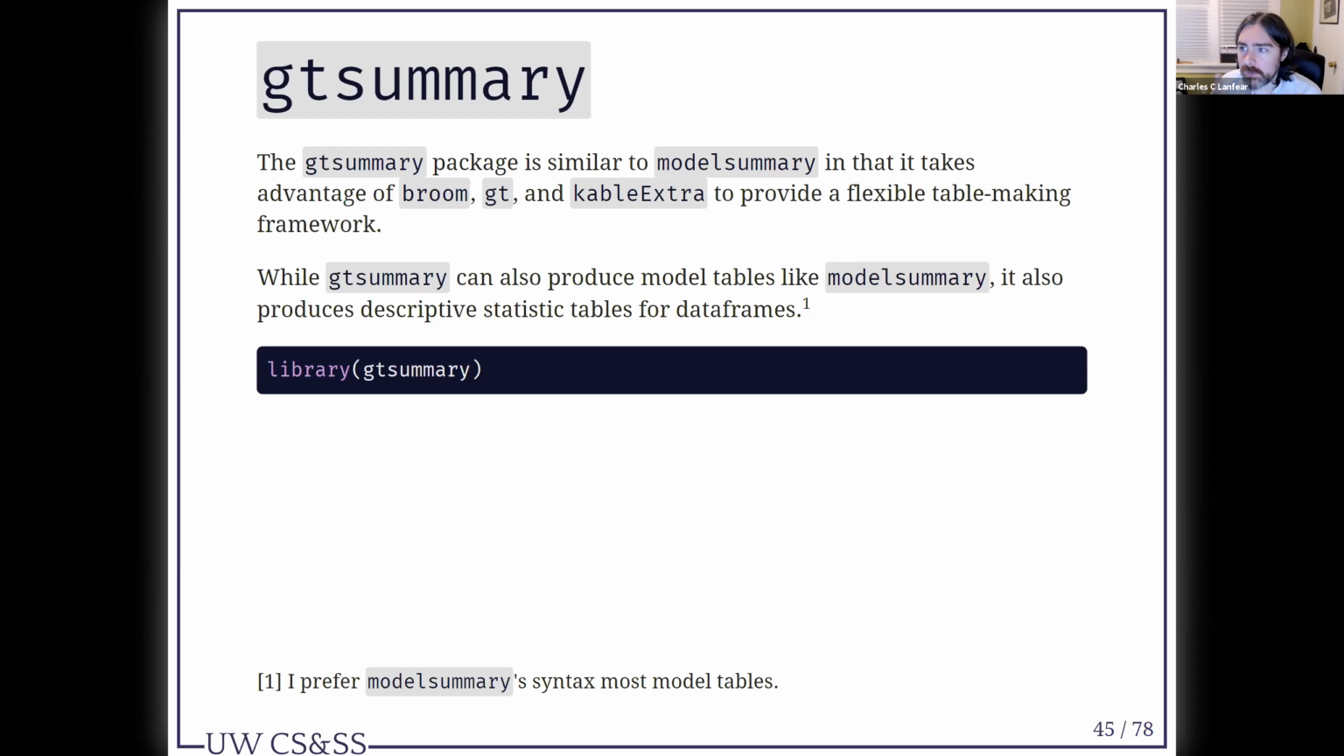GT Summary and Model Summary is kind of funny. GT Summary used to be called Model Summary, but the authors of Model Summary stole the name of it, kind of by accident, not realizing it. And so GT Summary had to change its name. There's a bit of a dispute between the author groups here, which is kind of funny. Anyway, these things happen. So GT Summary is a different way to do similar tasks. I actually like Model Summary syntax for most model tables, so that's just me.